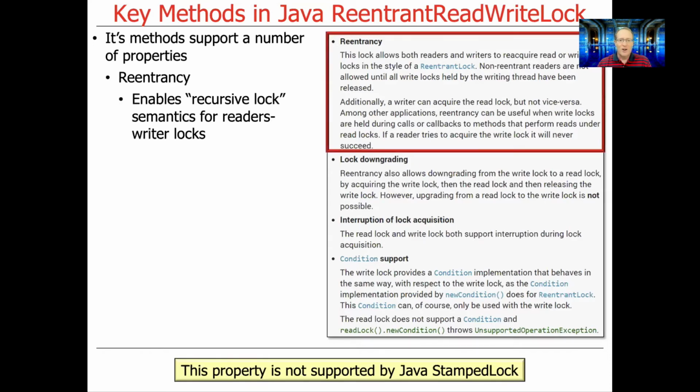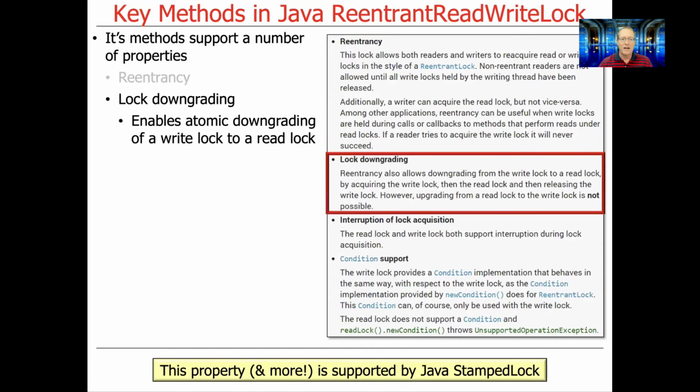So first of all, a ReentrantReadWriteLock, as the name implies, supports recursive lock semantics, or reentrant lock semantics, for reader and writer locks. Note that this property is not supported by Java StampedLock. And the reason it's not supported by Java StampedLock is it turns out that supporting this capability, even though it allows certain things like callbacks in object-oriented frameworks that we've talked about before as being the motivation for reentrant locks, has the downside that it unfortunately has a fair amount of overhead.